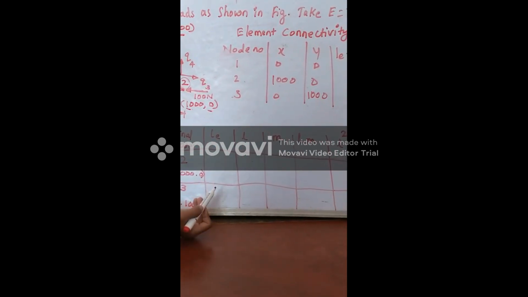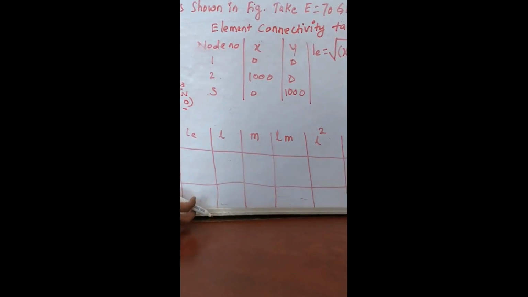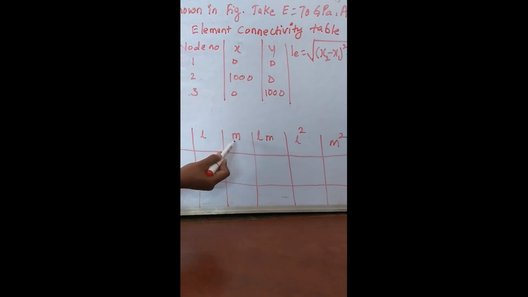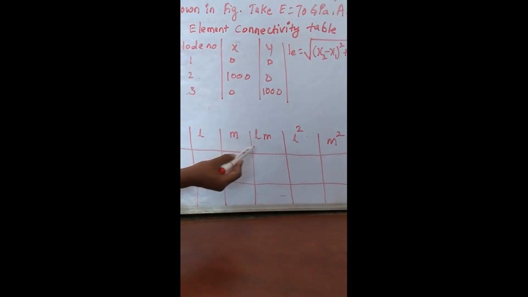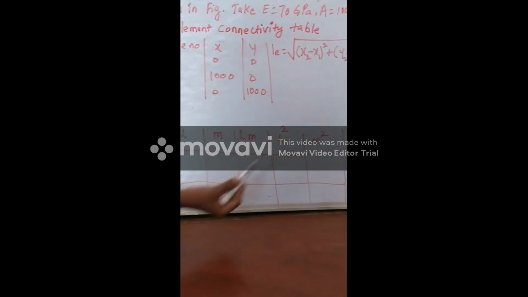So now we need to find out the length of the element for element 1 and element 2. Then we can find out direction cosines L, M. Once you get the values of L and M, if you multiply these two, you get this value. The squares will be L square and M square.